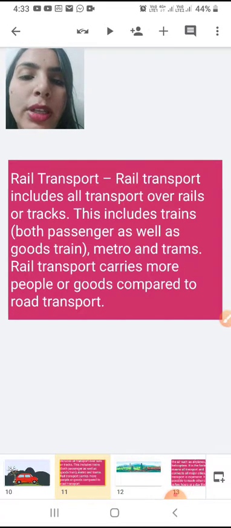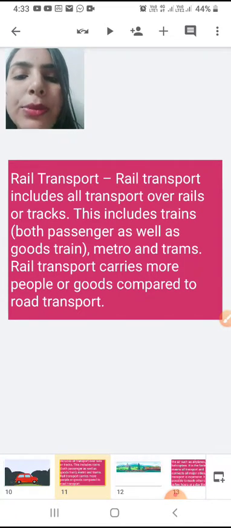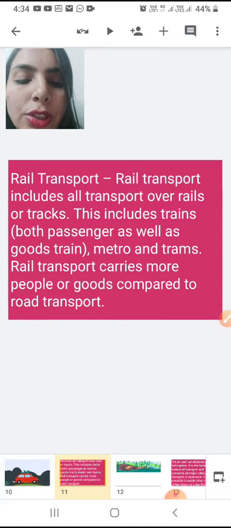That means if we want to send goods to anyone, or when we post something, the post also goes through the trains. So these are the goods trains, which we call malgadi. Or metros, trams. Trams are those which run on the road through the tracks. Okay, so rail transport carries more people or goods compared to road transport.